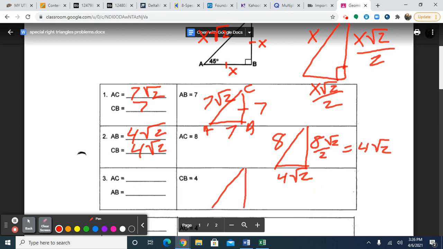Now they give you this side. CB is 4. That means that this side is also 4, and the longest side is 4 square root of 2.